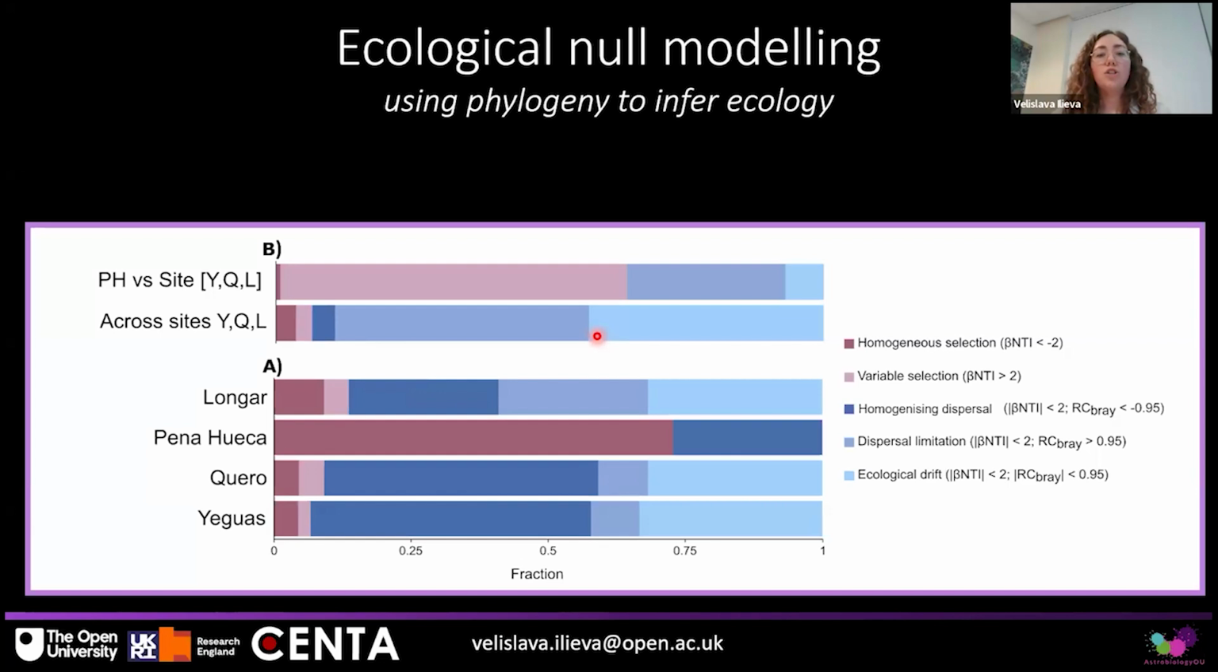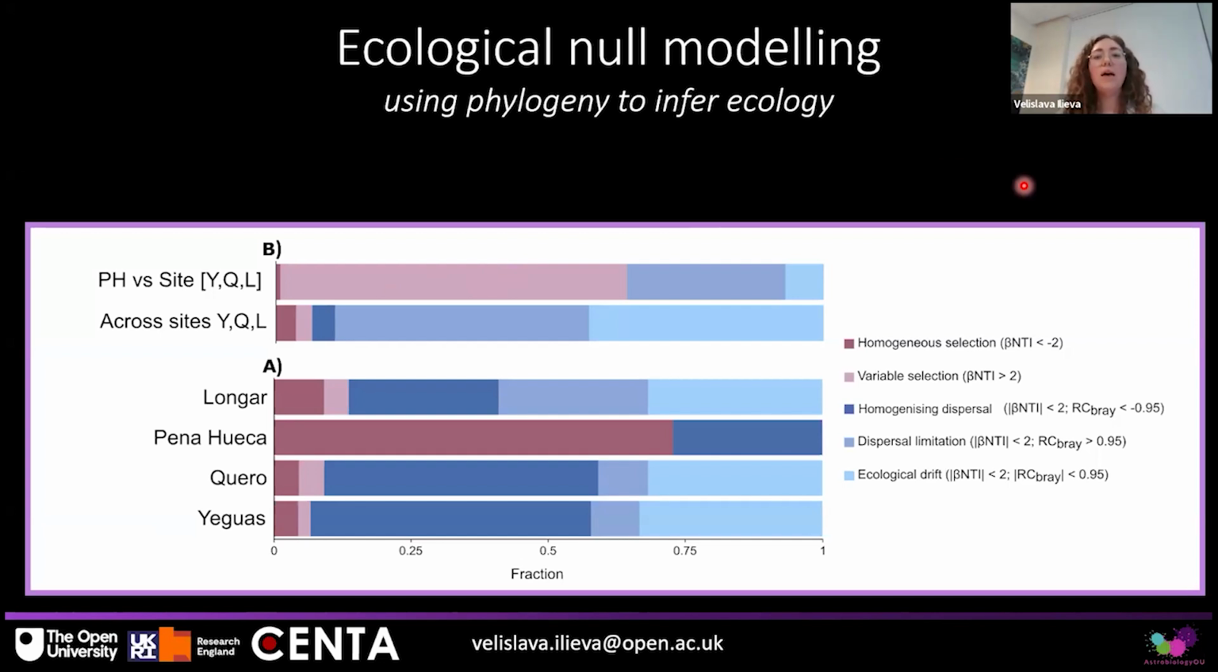And we see that those communities are affected mainly by dispersal limitation and ecological drift, which means that species from Yaguas would find it very difficult to travel all the way to Kero and vice versa. And when we add Penahueca to this mix and compare those communities, we see that variable selection is the main driving force. As I said, you would expect variable selection to act on two communities that live in very different environments.